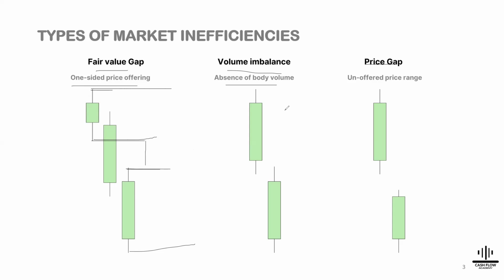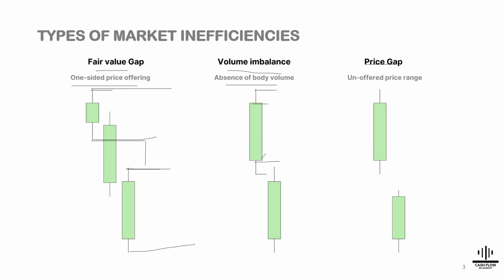Next, a volume imbalance is when there is absence of body. Now, the anatomy of a candlestick comprises body and wicks. So here's the high, here's the price open, here's the price close. This whole range from this point to this point is the body. And then this is the low. The low to the close is a wick. And then the high to the open is a wick. So we have wicks and bodies.